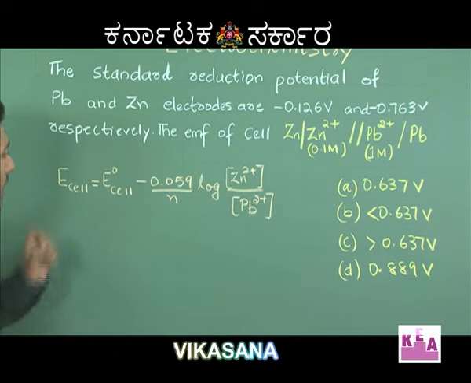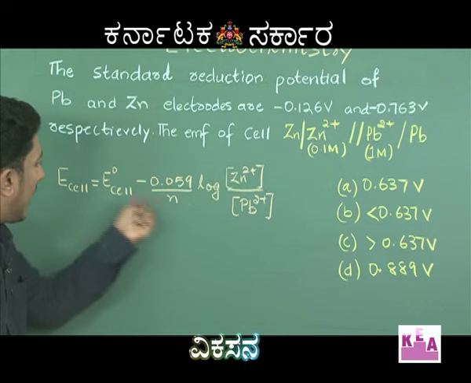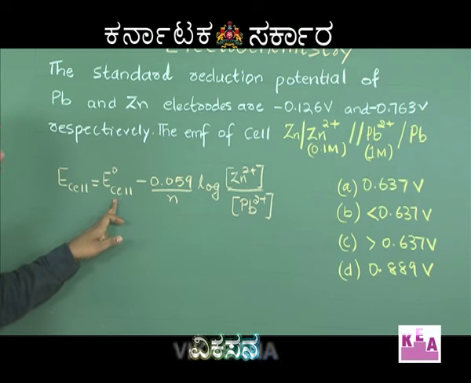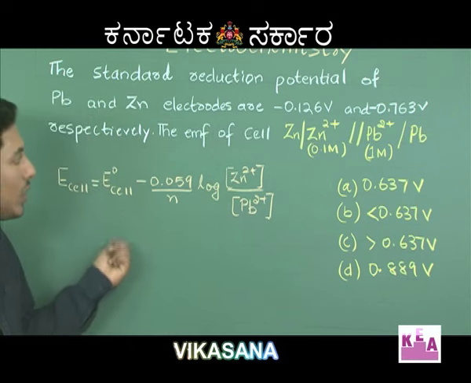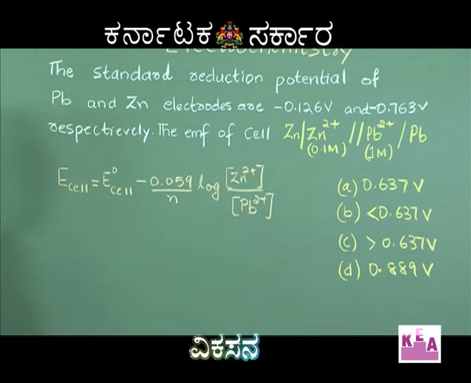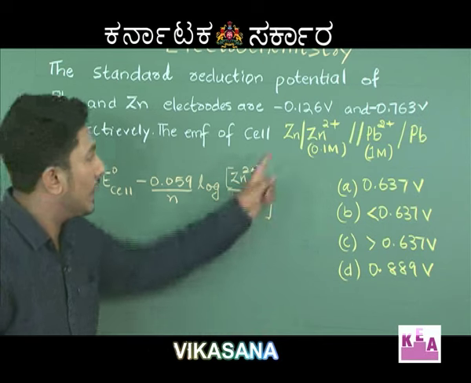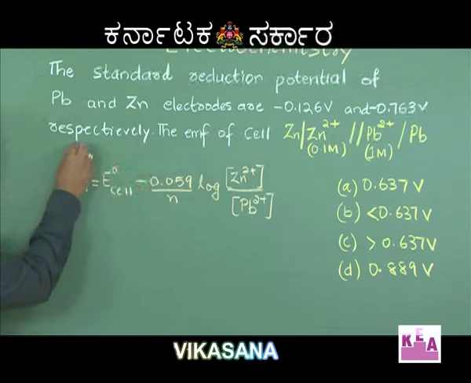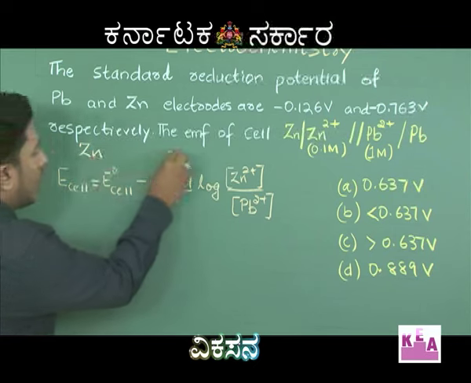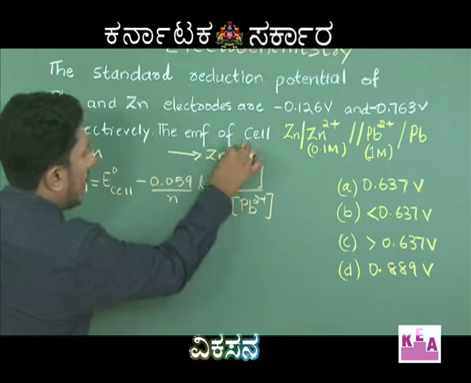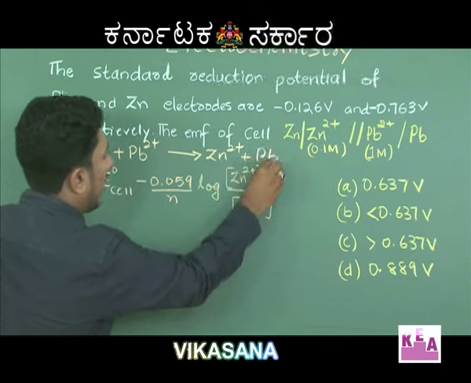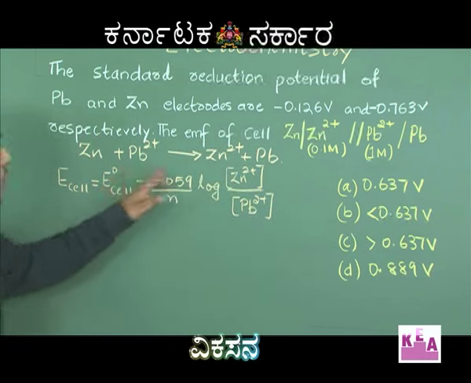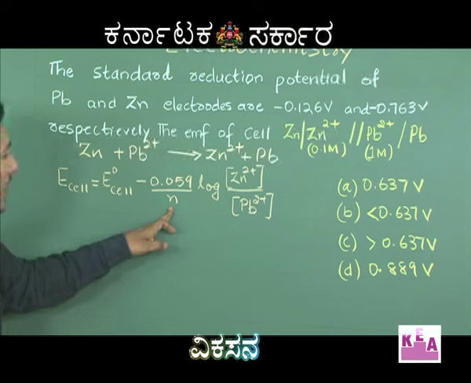To calculate the EMF of a cell, we should know the value of n as well as E naught of cell. E naught of cell can be calculated by the standard reduction potentials. E naught of cell is equal to E naught of positive electrode minus E naught of negative electrode, and n can be calculated by writing the cell reaction. The cell reaction will be zinc acting as an anode, hence zinc loses electrons to form Zn2 plus, that will be accepted by lead ion to form lead. This reaction involves the use of 2 electrons, hence for this reaction n will be equal to 2.